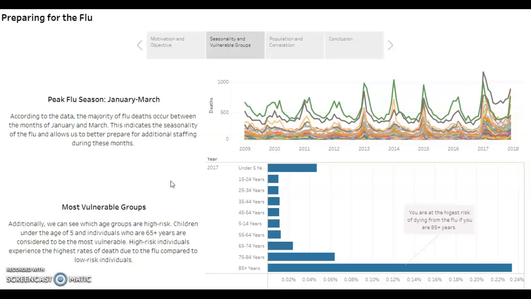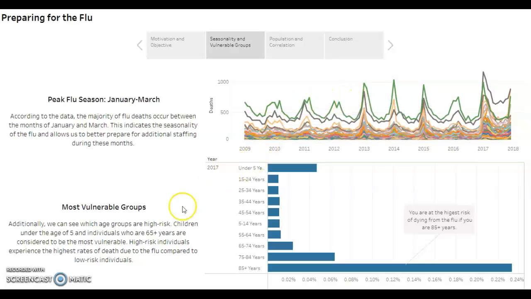Looking at seasonality, we see a trend where deaths begin to increase in the fall or winter, typically around October, November, peaking in January, and by March, we begin seeing less deaths. This is important because it shows us the months that will require additional staffing.